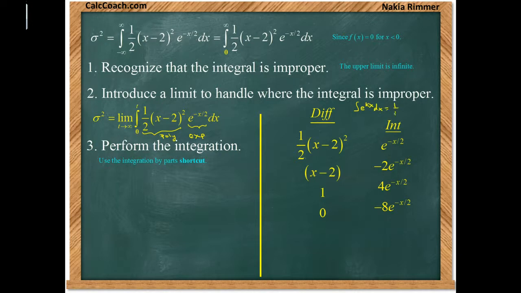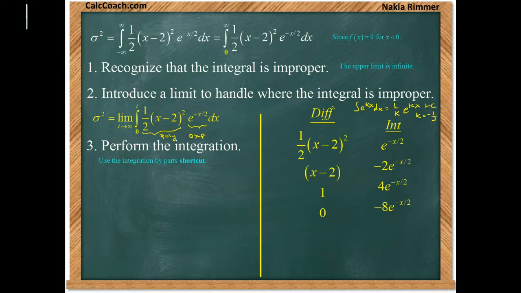We get 1 over k e to the kx, with our value of k being -1/2. So 1 over -1/2 is a -2, then another -2, then another -2. So that's how we end up with the first time through getting us -2 e to the negative x over 2. And then we get a +4 e to the negative x over 2. And then a -8 e to the negative x over 2. This shortcut is a tool to help us get the antiderivative quickly.